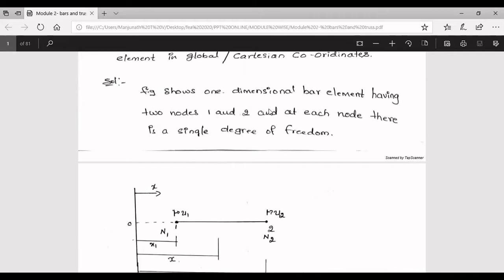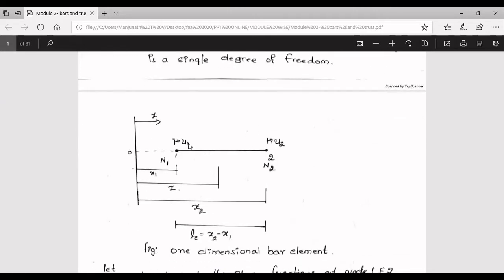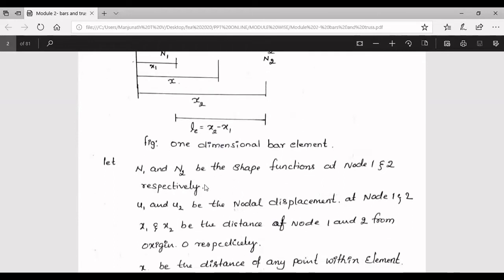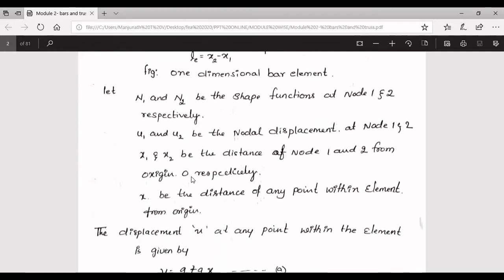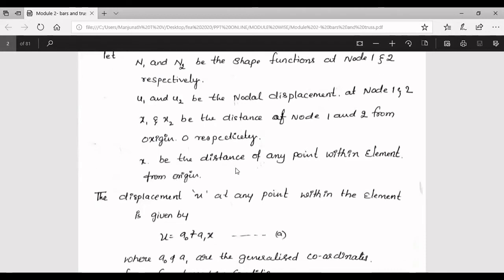As per this diagram, the bar element has two nodes, 1 and 2, and at each node there is a single degree of freedom. That is, the displacement takes place in only one direction, the x direction. So this is a one-dimensional analysis bar element. Now take N1 and N2 as the shape functions at nodes 1 and 2 respectively. u1 and u2 are the displacements at nodes 1 and 2. Then x1 and x2 are the distances of nodes 1 and 2 from the origin respectively. Then x is the distance of any point within an element from the origin. The x is the variable here.